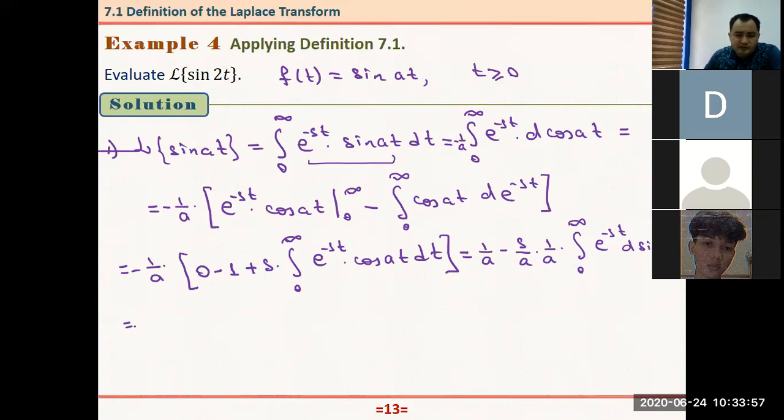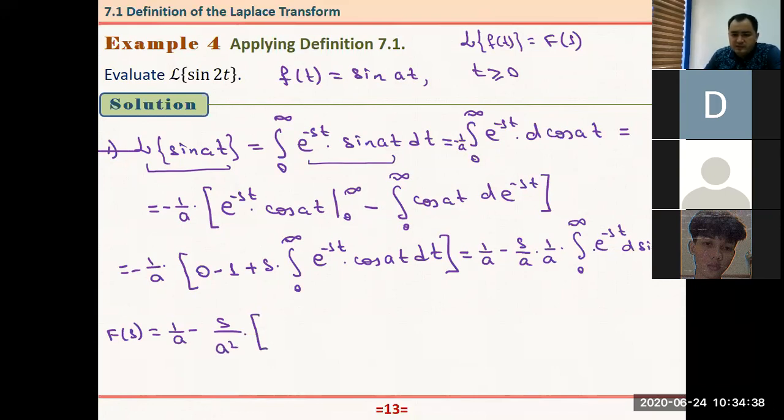here, let me just write something here. So we know that Laplace transform of this function, right? So Laplace transform of this f, that is f of t, if it exists, that's equal to capital F of s. Assume that Laplace transform of this function is capital F of s. So on the left-hand side, this thing, I'm trying to find this. Here we have F of s is equal to what we have here, 1 over a minus, here we have s over a squared times, right?